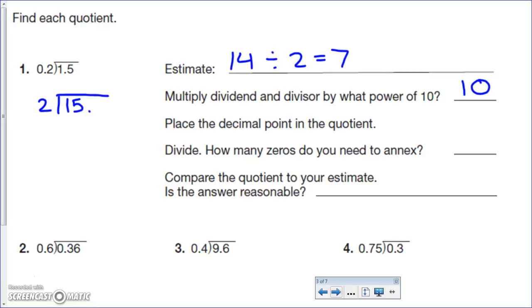Then we're going to divide. We know 2 goes into 15 7 times. Now, right now we have a remainder. So because we have that decimal point behind the 15, we can add a 0 after the decimal point. So we need to annex or add 1 0. Now, as we bring that 0 down, we can divide 2 into 10. We know it goes 5 times.